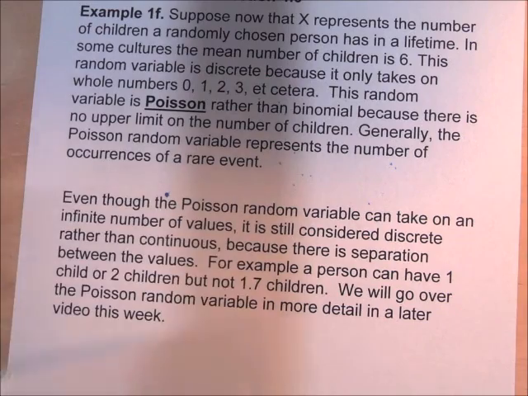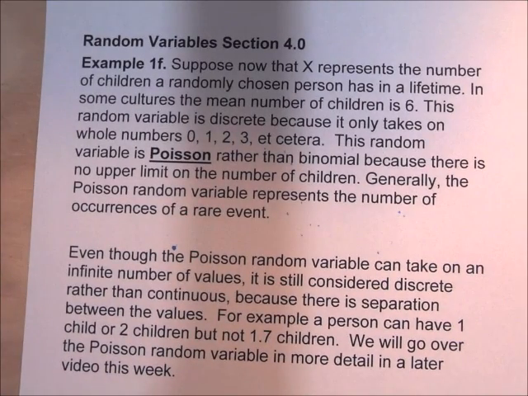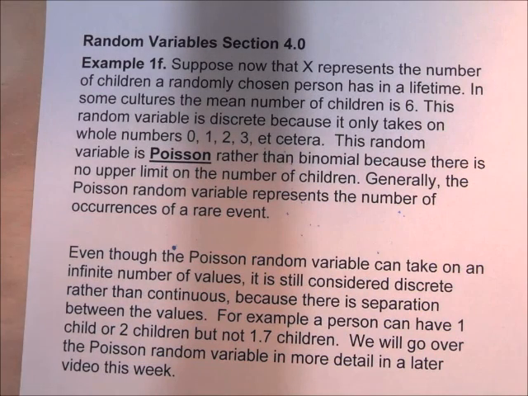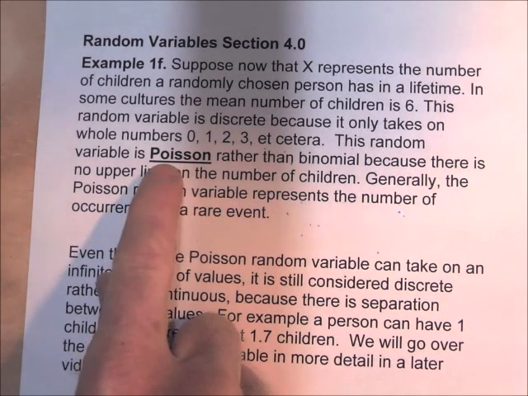Okay, example 1f. Suppose now that x represents the number of children a randomly chosen person has in a lifetime. In some cultures, the mean number of children is 6. This random variable is discrete because it only takes on whole numbers, 0, 1, 2, 3, etc. But this is similar to a binomial, except there's no upper limit here. So this is another special random variable. It's called the Poisson random variable. It's spelled like poison, but it's pronounced Poisson.